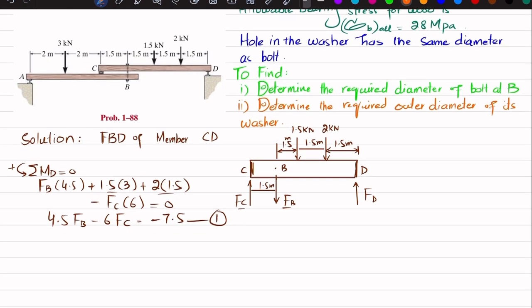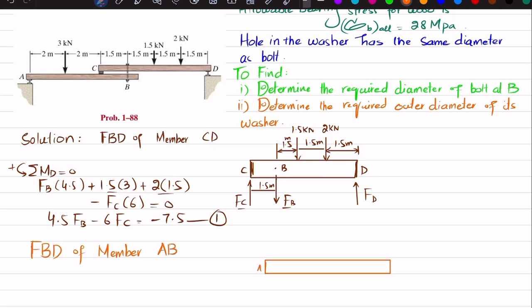Now what we will do is take the free body diagram of this beam AB. You can see there is a vertical reaction force. FC will now act downward on this, and FB will also act upward on this, and there is a load. So we will draw this free body diagram. I will write FBD of member AB.